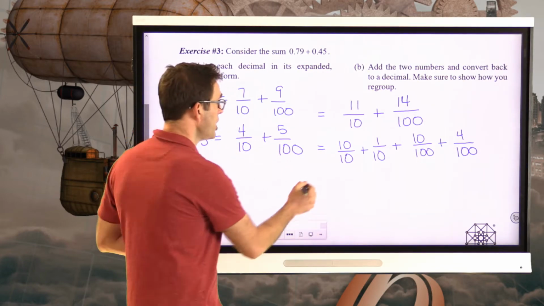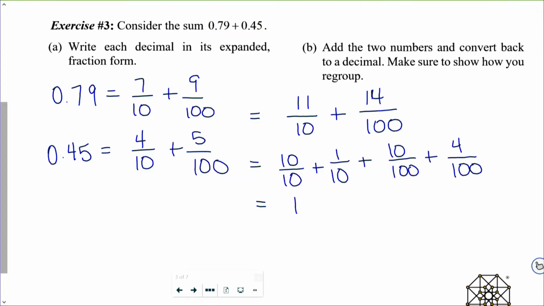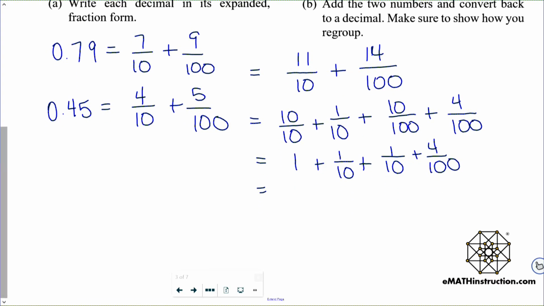Now, why do I do that? Well, I do that because 10/10 is equal to 1, right? 1/10 is just 1/10. 10/100 is also 1/10. And then 4/100 is just 4/100. So, let me bring this up a little bit. I have 1 plus 2/10, plus 4/100, and that is going to be 1.24.